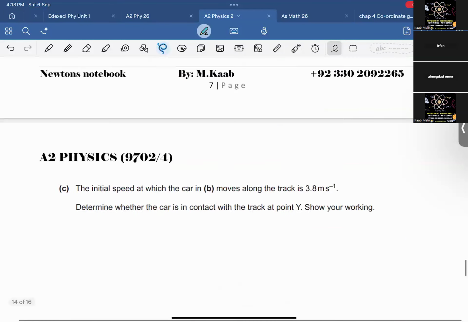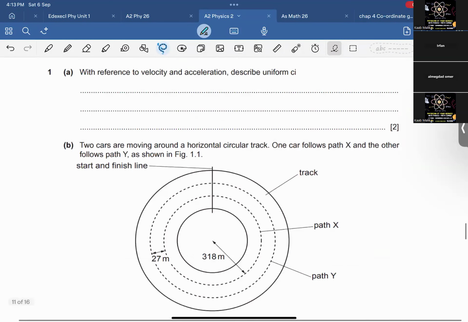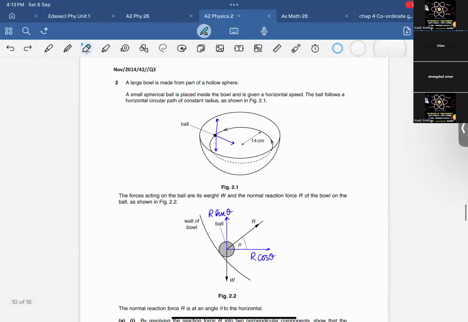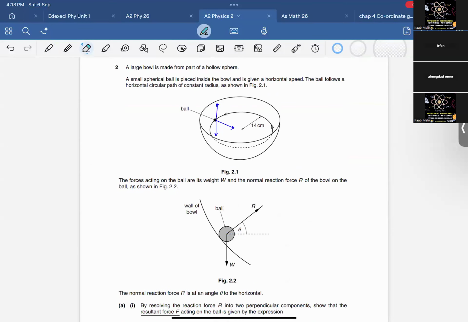Irfan, can you please read the question? The first one, this number two. Okay. A large bowl is made from part of a hollow sphere. A small spherical ball is placed inside the bowl and is given a horizontal speed. The ball follows a horizontal circular path of constant radius as shown in figure 2.1. The forces acting on the ball are its weight W and normal reaction force R of the bowl on the ball.